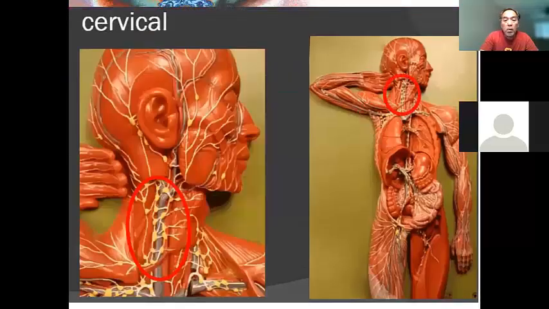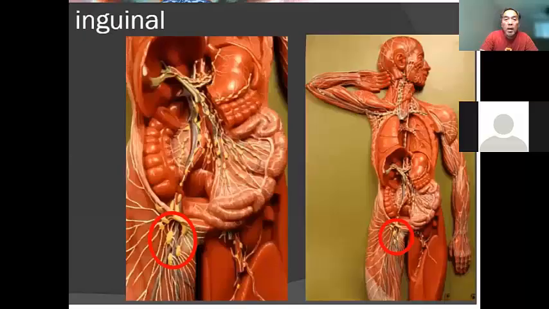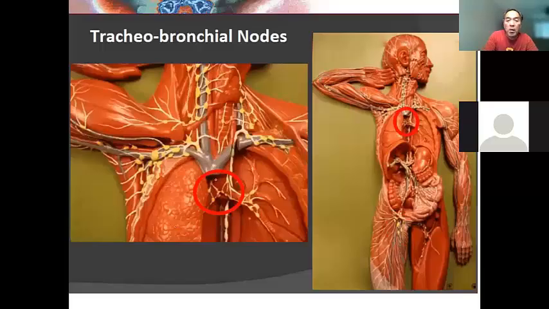Then we have the cervical nodes located in the neck and below the mandible. They're the one that drains anything from the head and the face and the inner part of the head. And then here's the inguinal nodes. The inguinal nodes are draining anything coming from the lower extremity and also somewhere along the genital organ. Okay, they're being drained by the inguinal nodes. And then here's the tracheobronchial nodes. So the tracheobronchial nodes are draining anything within the thoracic cavity.